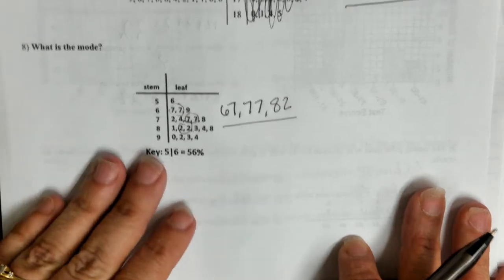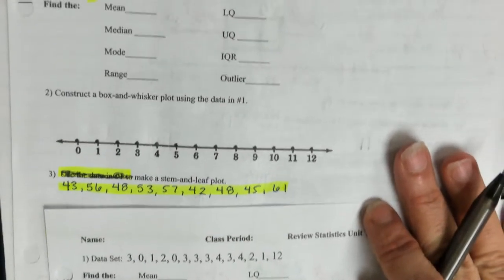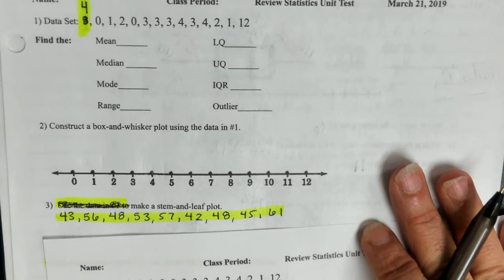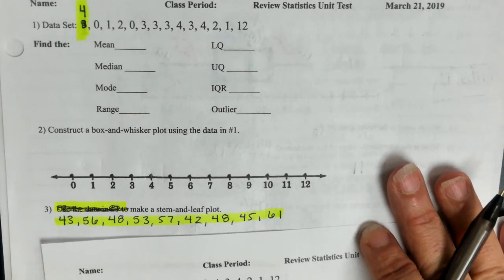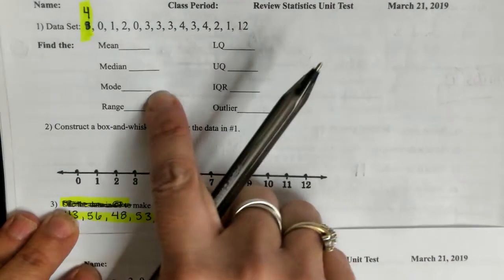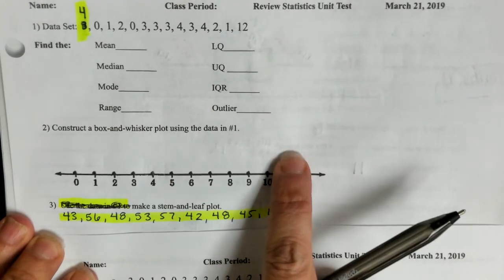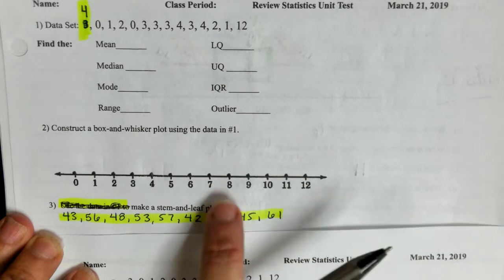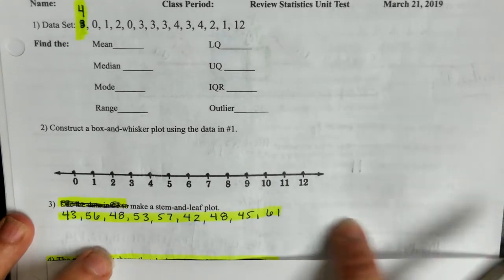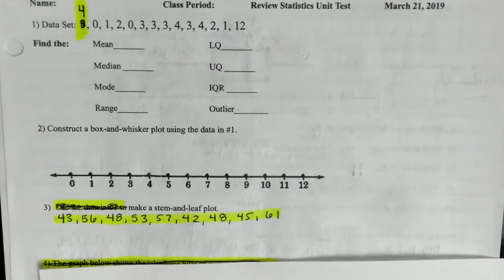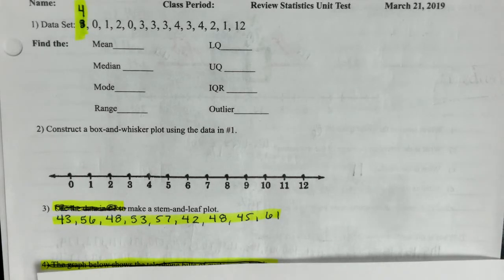Okay. Now, on the front, this is where I need you to do the 3 things. I need you right now, I'm going to kind of pause the video. I need you to find these 3, do all the data sets. You're going to want to list them from least to greatest. Make a box and whisker. And then use these to make you a stem and leaf. And there's room right there. Okay, go for it. Take a minute.